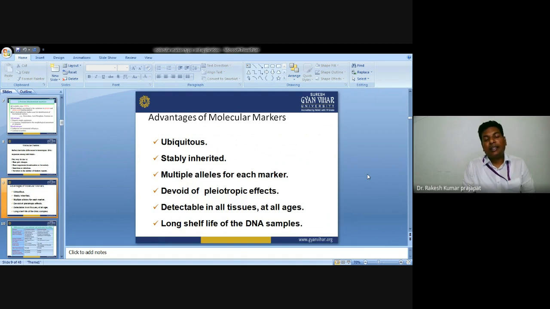The long shelf life of the DNA sample. Suppose we have isolated the DNA and kept it for future use. DNA samples are not easily degraded for a long time, while an RNA sample is easily degraded and we cannot store RNA for a longer time. DNA can be stored for a longer time. These are a few advantages of molecular markers. They are stable, ubiquitous, with multiple alleles for each marker, and they do not have much environmental influence. Genotype-by-environment interaction is there, but direct influence of environment is not so much on molecular markers. That is another advantage.